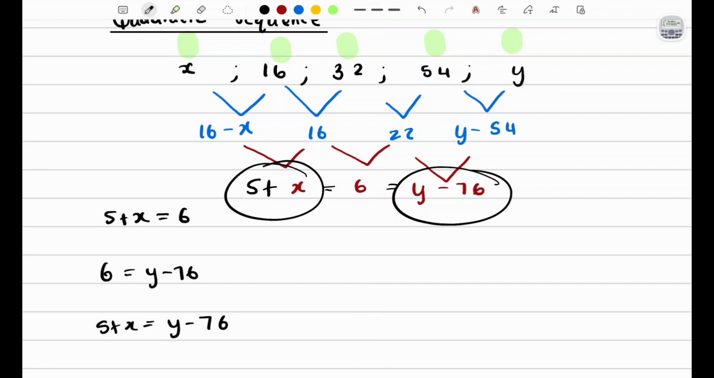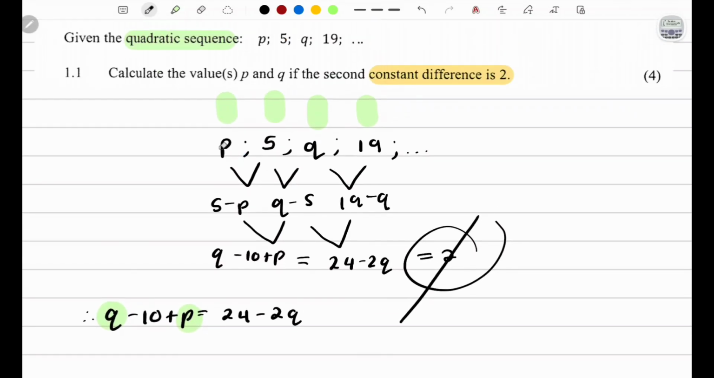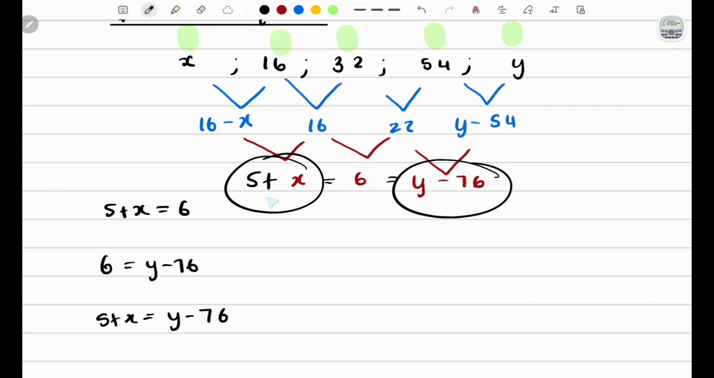So that's the whole thing around this. The reason they had to give you the 2 was because they only gave you 4 terms, meaning in the second constant difference, you are only going to have 2 terms, which makes one equation. One equation is not enough to find 2 variables. They have to give you more terms so that you can form 2 or more equations so that you can find your 2 missing terms.